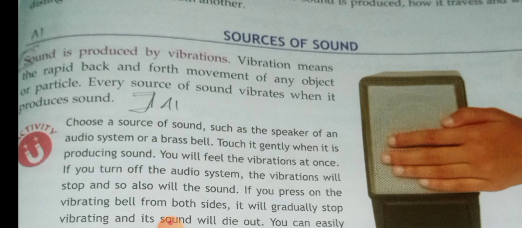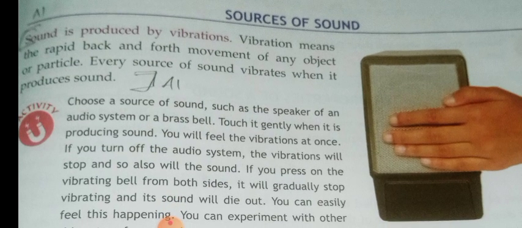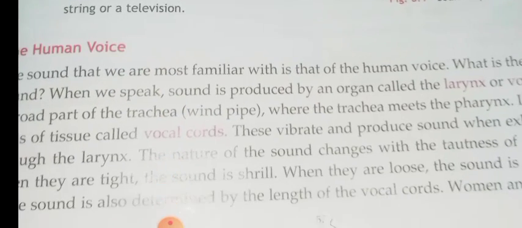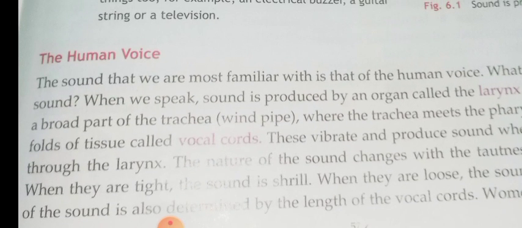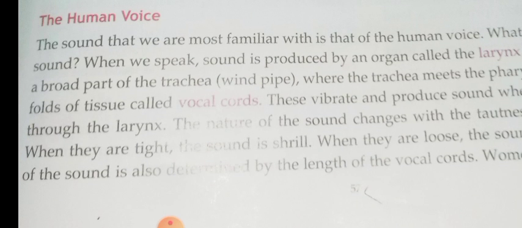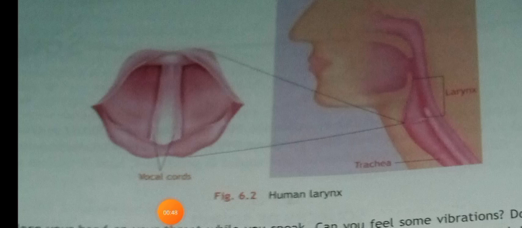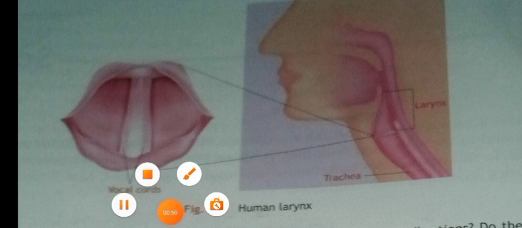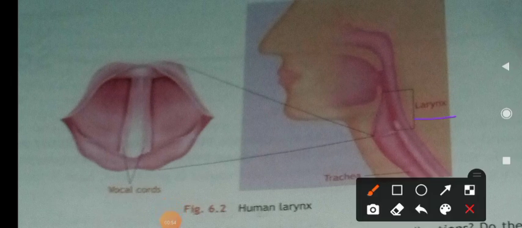The larynx is the organ that produces sound when we speak. So, which organ produces sound when we speak? The larynx is the organ present in our human body, responsible for our voice. When we speak, the vocal cords vibrate, and because of this vibration the larynx produces the sound, and that is how we speak. Okay, children.